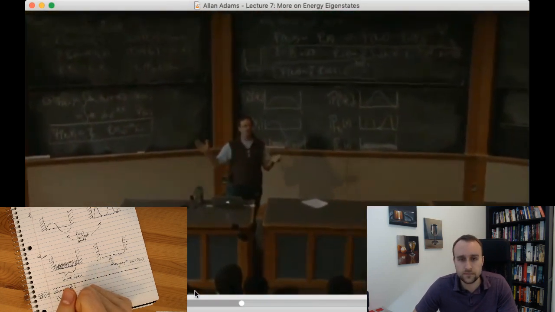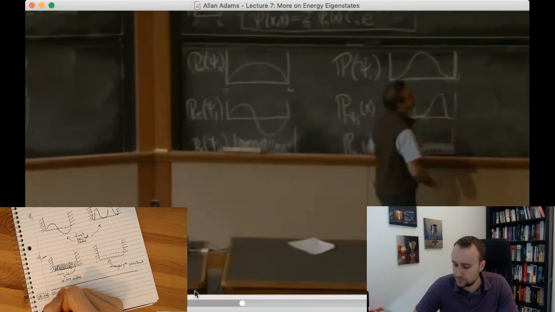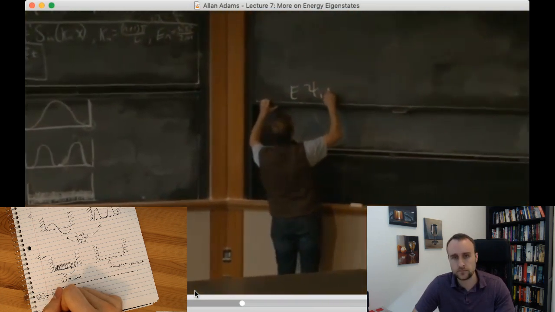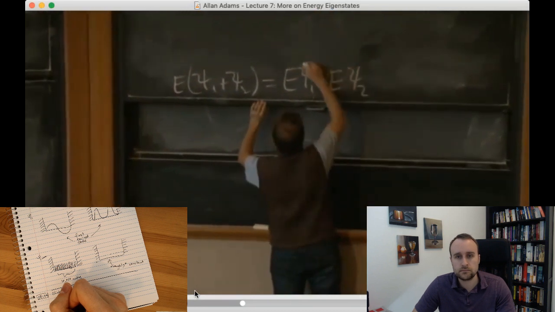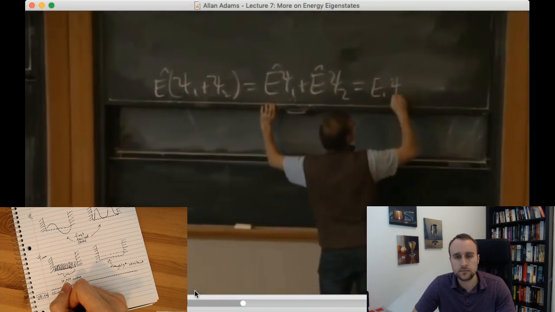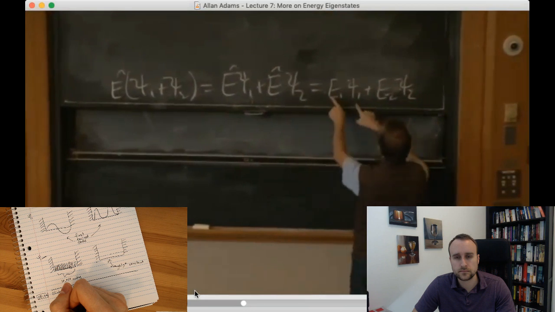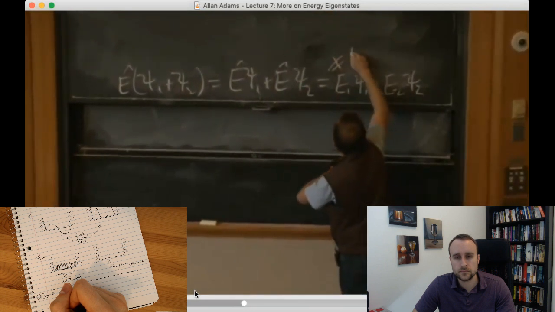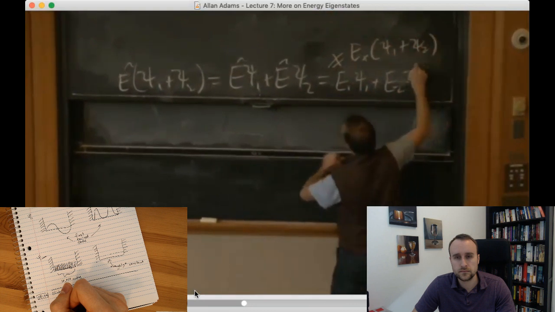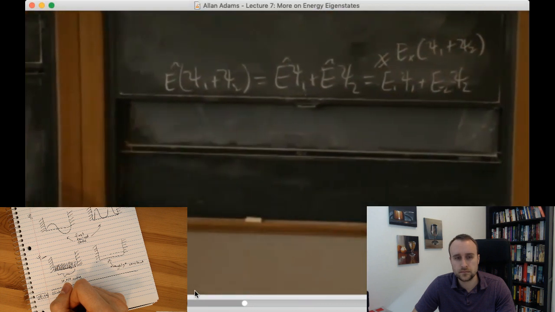So does anyone want to defend why? The reason is that if we apply E to Psi1 plus Psi2, this is equal to E1 Psi1 plus E2 Psi2, which, if E1 and E2 are not equal, is not equal to E times Psi1 plus Psi2. It's not equal to any single energy times Psi1 plus Psi2, and it needs to be in order to be an eigenfunction of the energy operator.